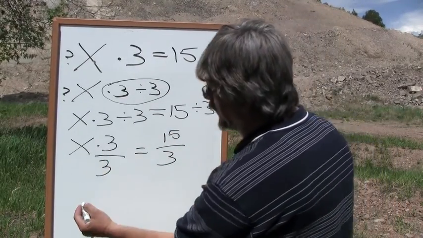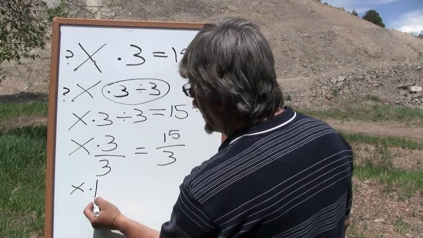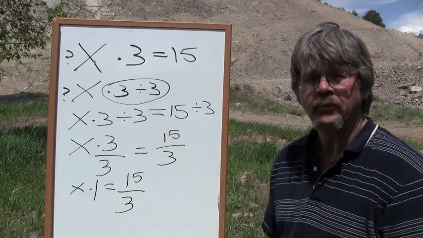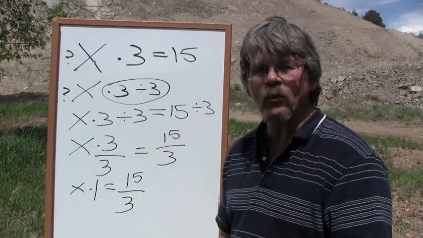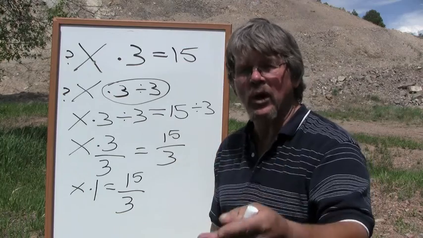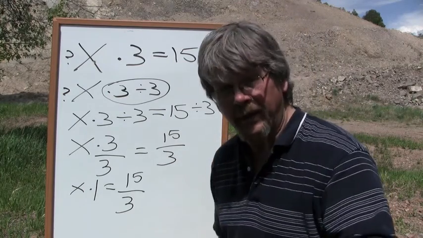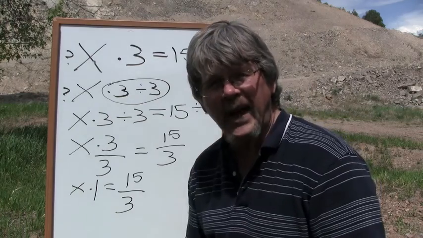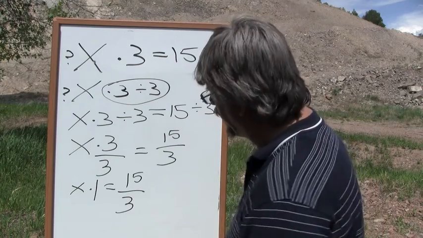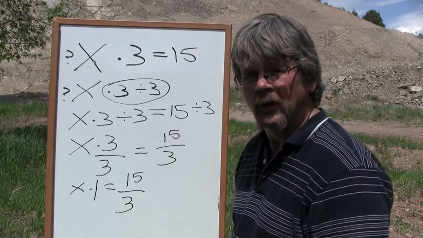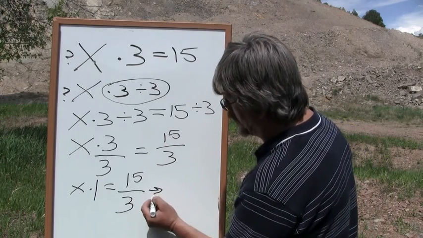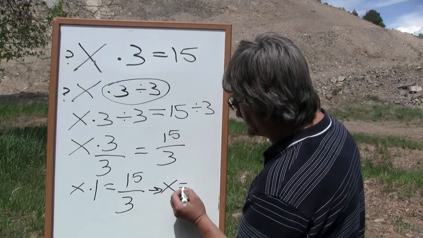Now this goes to 1, so this is x times 1 equals 15 divided by 3. Any number multiplied by 1 is just that number, right? I don't even have to show you. 5 times 1 is 5. 88 times 1 is 88. 397,000 multiplied by 1 is 397,000. So this just goes to 1. That's how we've isolated the x. x equals 5.